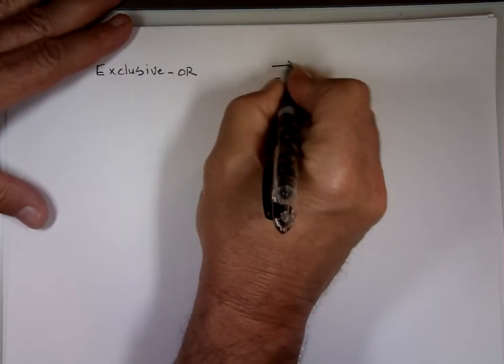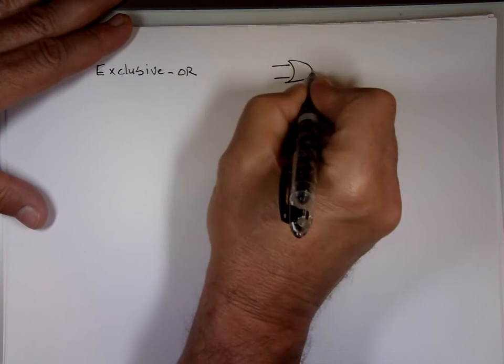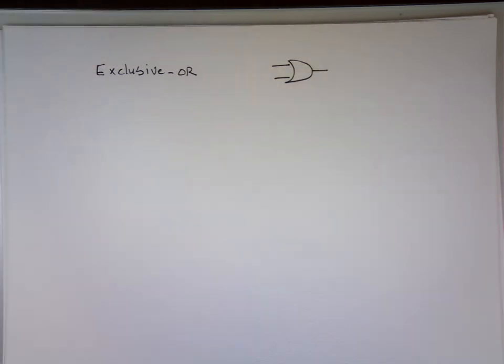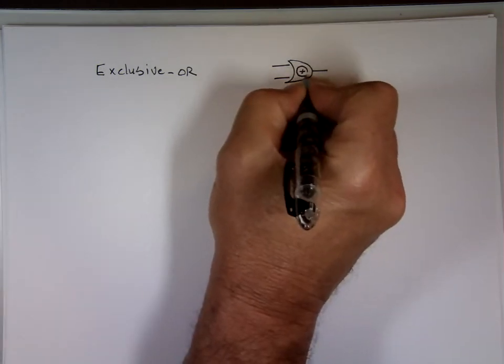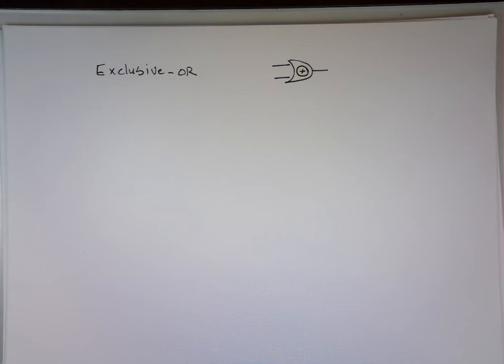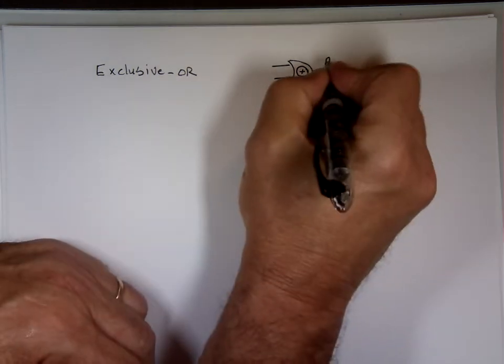It's an OR gate, but exclusive OR. So our book is probably going to put a plus sign with the circle around it. Let me just take a peek and see if that's what they use. That's what most books will use. Yes. That's exclusive OR. It's not OR.